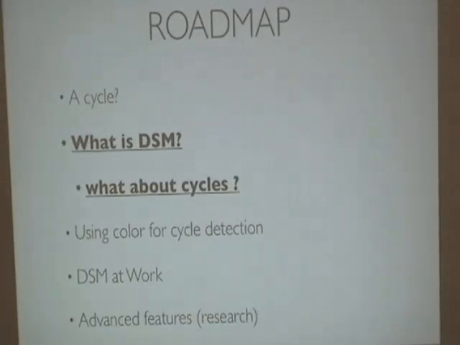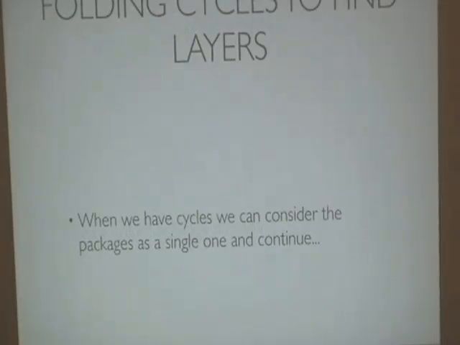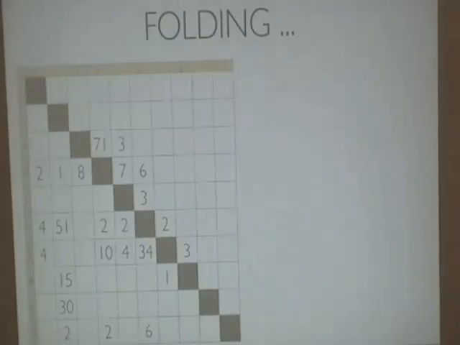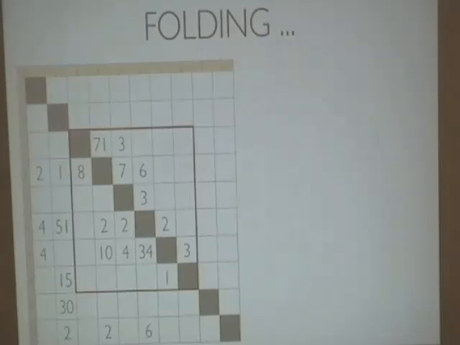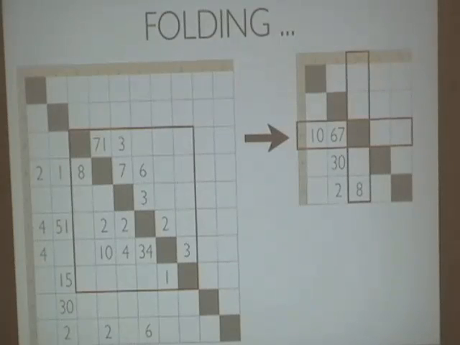Okay, what about cycles now? When we have a cycle, we can merge them and consider them as a single package. So here we come back to the network matrix. We have a big cycle. I will show you this later, but this is a big cycle. We merge all these packages into one, and we have a matrix without cycle.